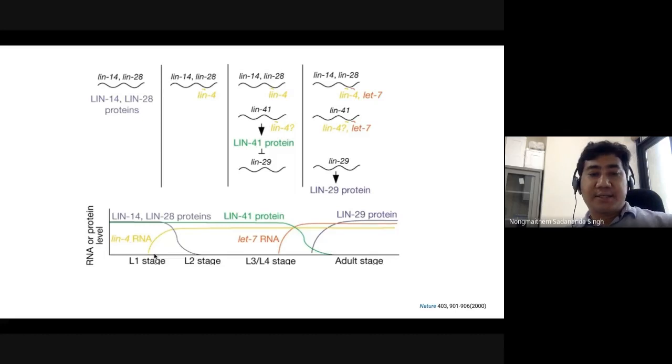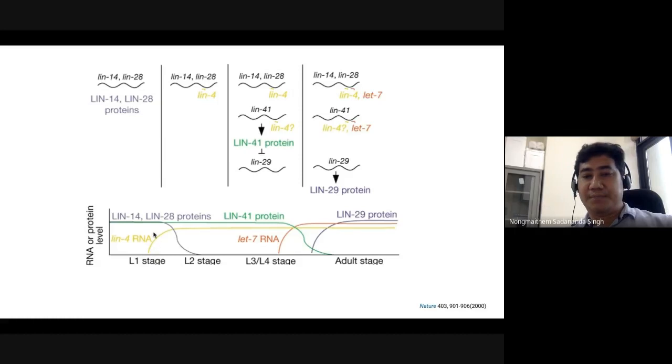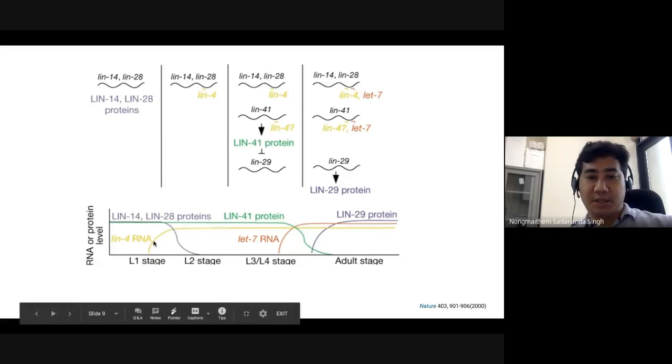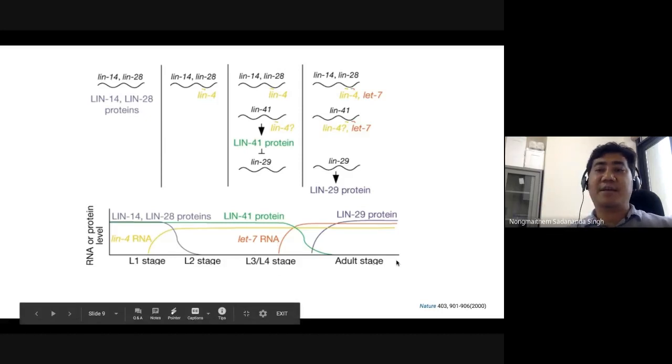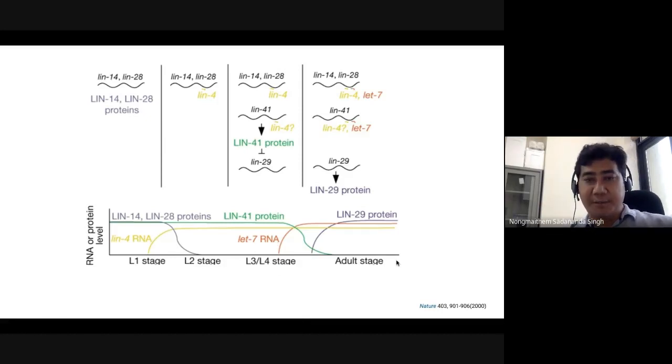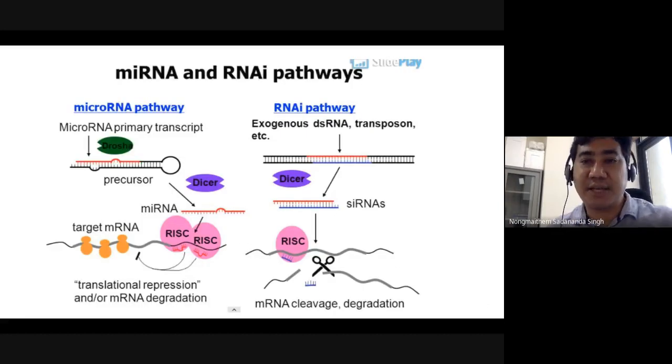So you can say in the larval stage of development, L1 stage, there is a transition of lin4 expression, and then it goes down by let-7. So there is a very nice regulation from microRNA. Now the question is how this negative regulation of expression by microRNA is done.